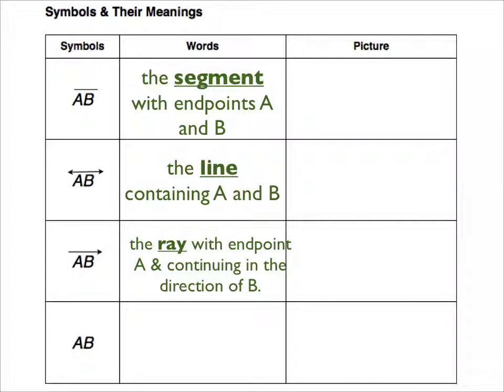Whatever letter doesn't have an arrow over it, that's an endpoint. So in this case, you would have an endpoint, or it's kind of like a starting point, that's A, and then it passes through some point B on its way to forever. So the picture for a ray would look like that. You have one endpoint and one side that's going through and on to forever.